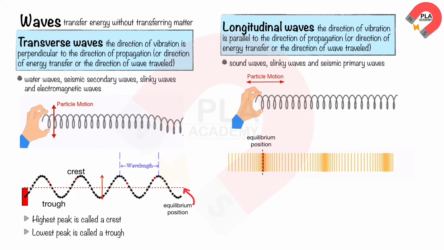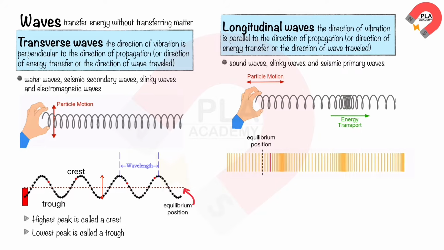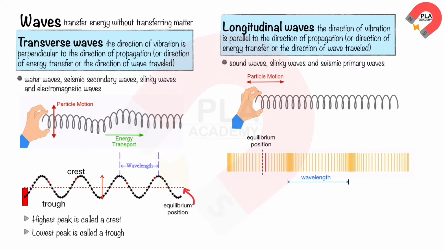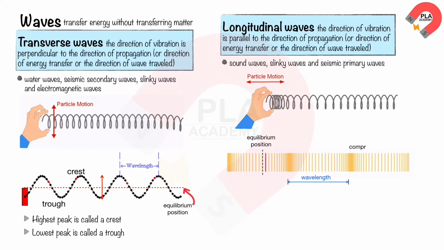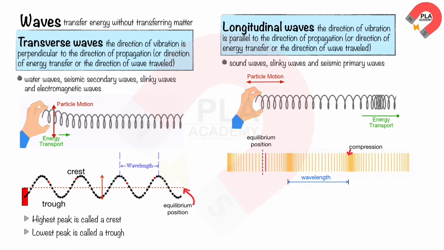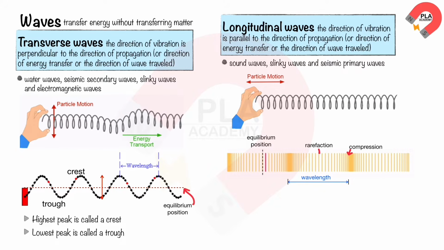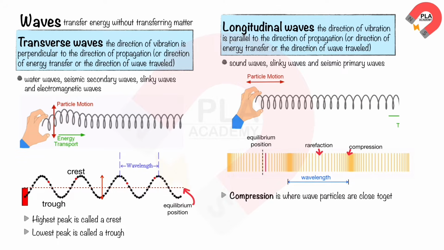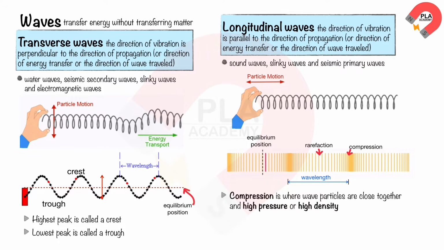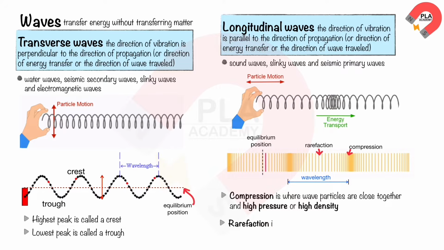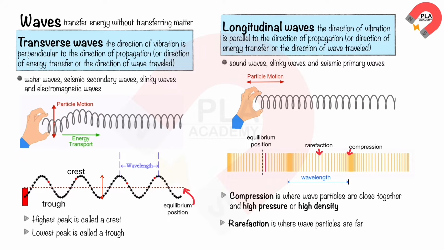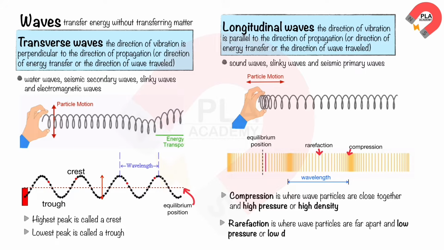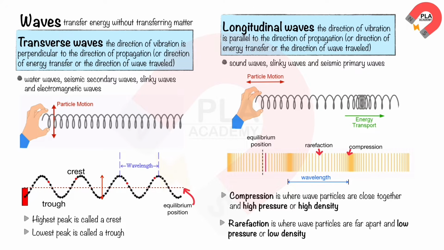When the wave vibrates for one cycle, it creates one wave that travels one wavelength. Where the spring compresses together, this is called a compression. Where the spring extends apart, this is called a rarefaction. Compression is where wave particles are close together, with high pressure, or high density. Rarefaction is where wave particles are far apart, with low pressure, or low density.